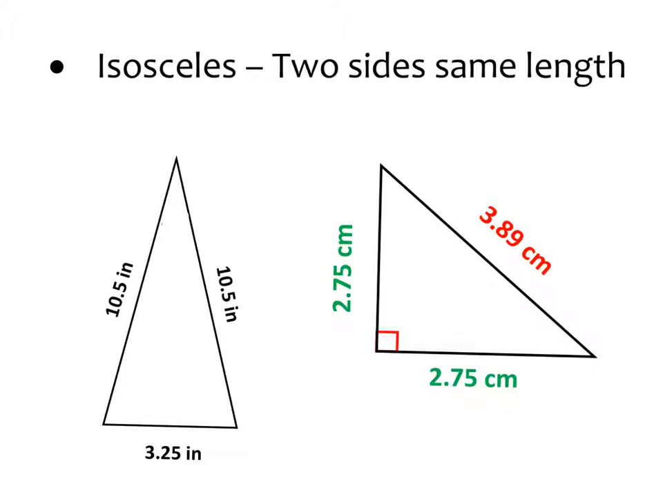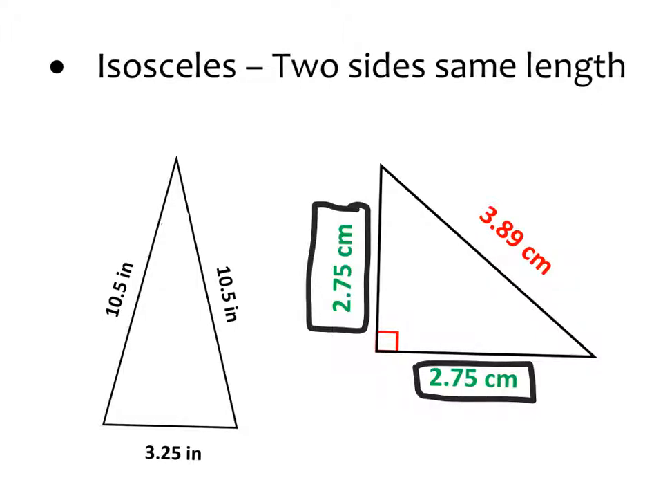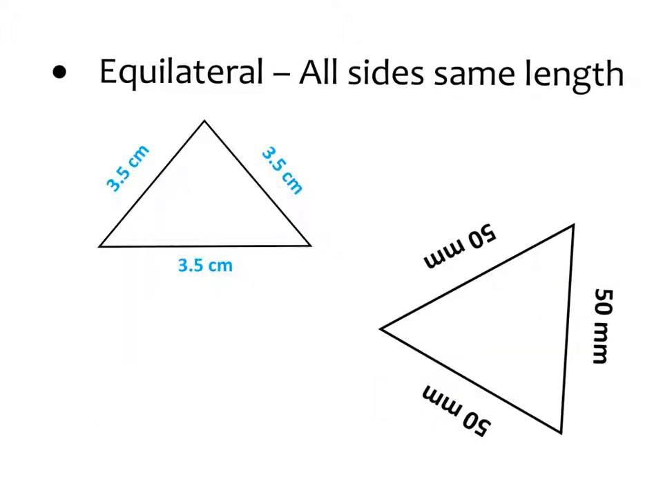When I have a triangle that has two sides that are the same length, then I have an isosceles triangle. You can see in these two examples that each of these triangles has two sides that are the same length. When I have a triangle that has two sides that have the same length, I have an isosceles triangle.